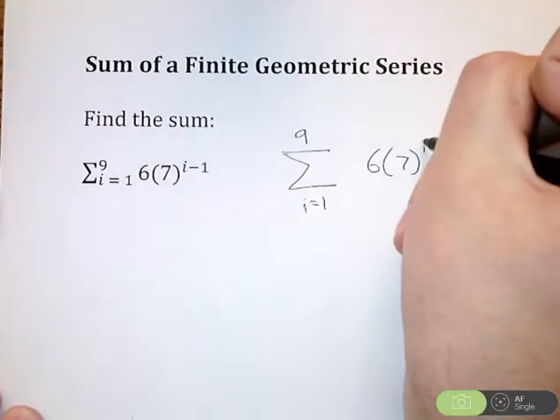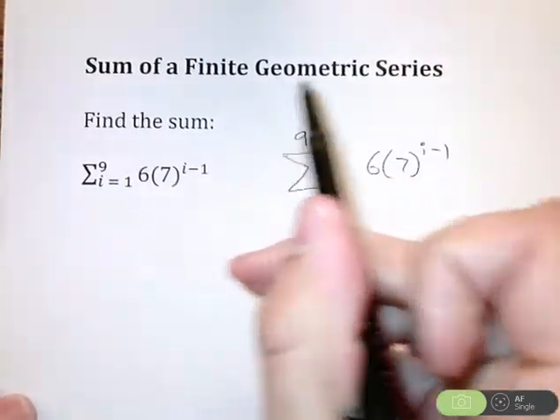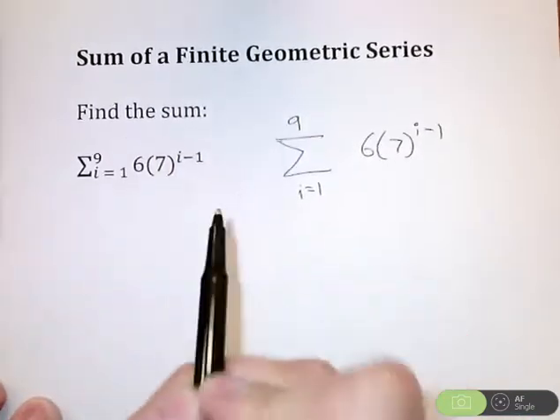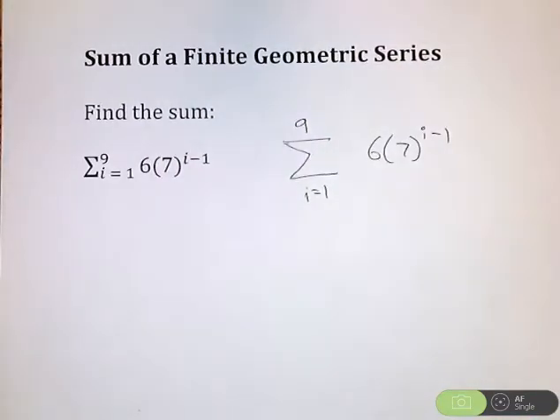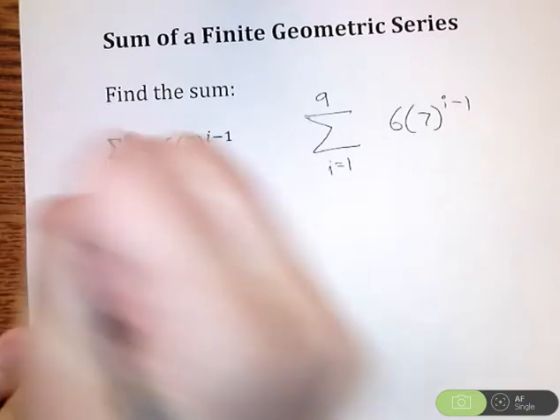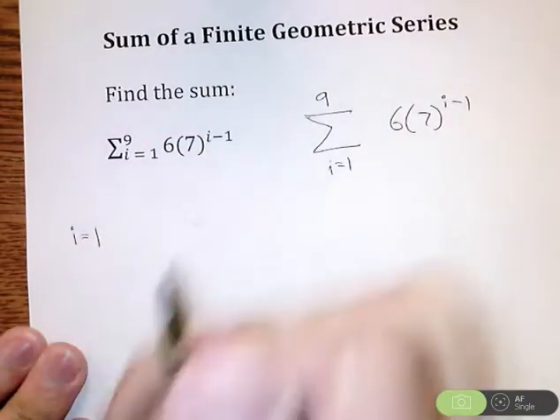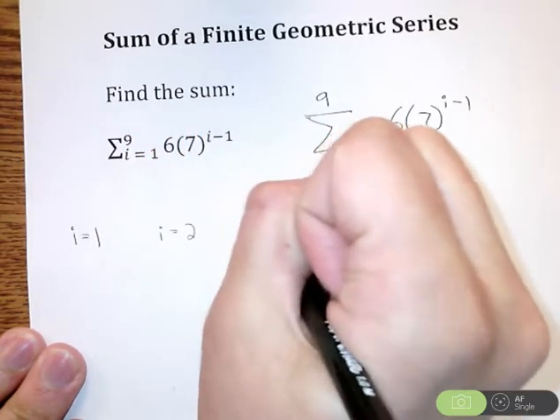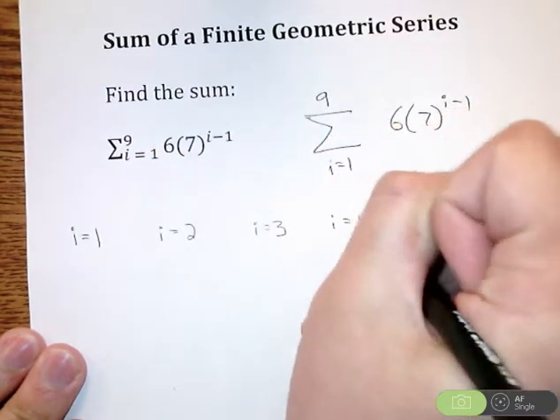Yeah, I know the title is Sum of a Finite Geometric Series, but if this was the problem on a quiz or test, you do not yet know whether this is geometric or arithmetic. So that is important to distinguish so you use the right formula. The first thing I'm going to do is figure out the first few terms. When i is 1, that's the first term, i is 2 is the second term, i is 3, i is 4.